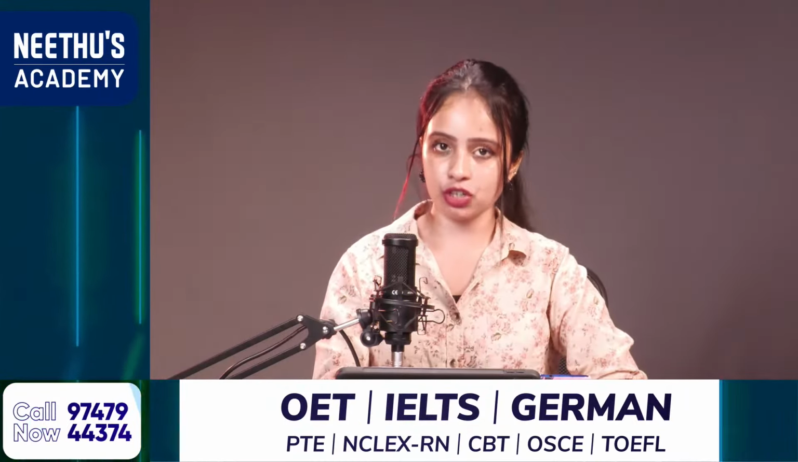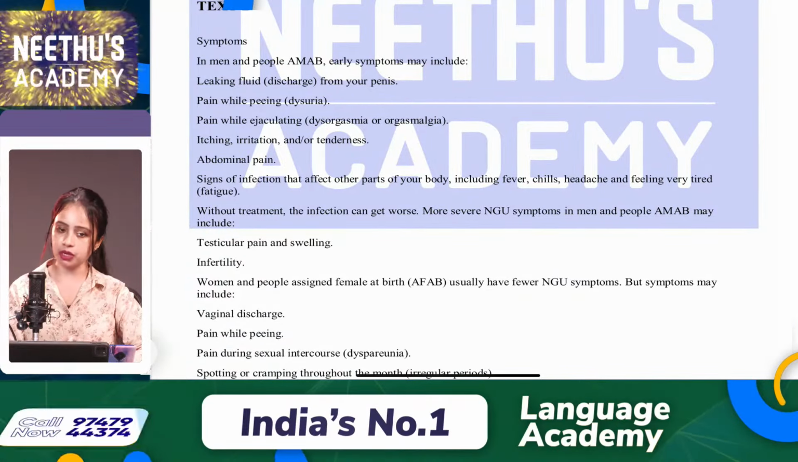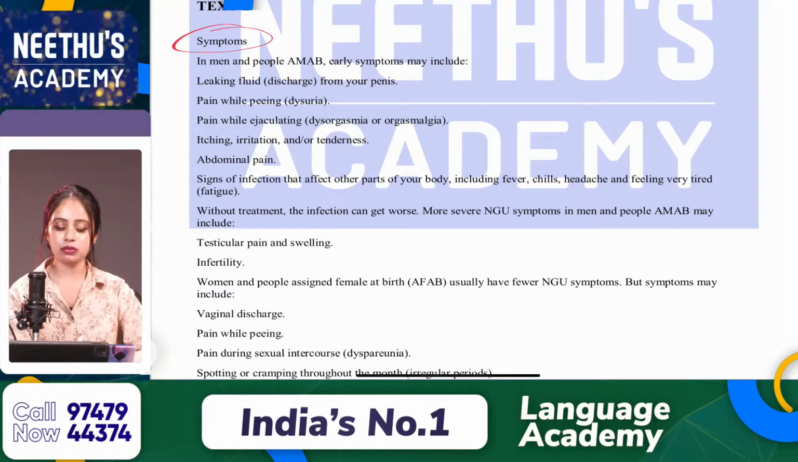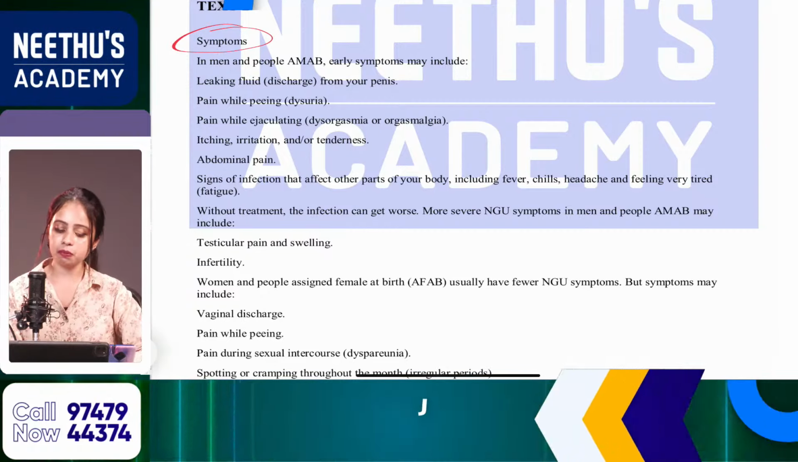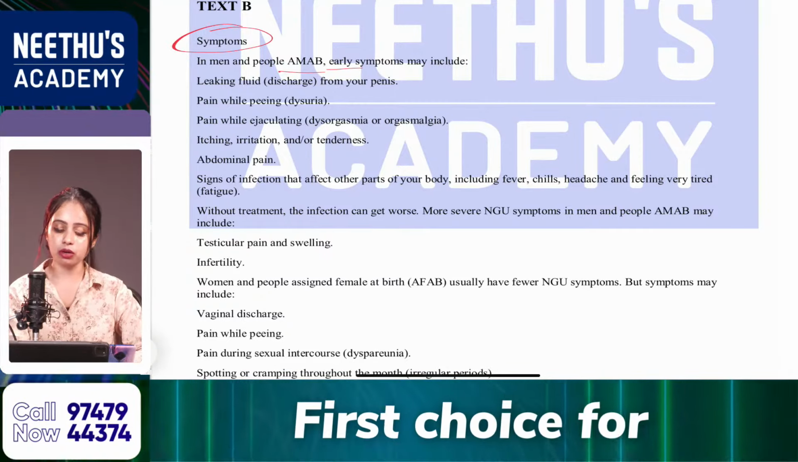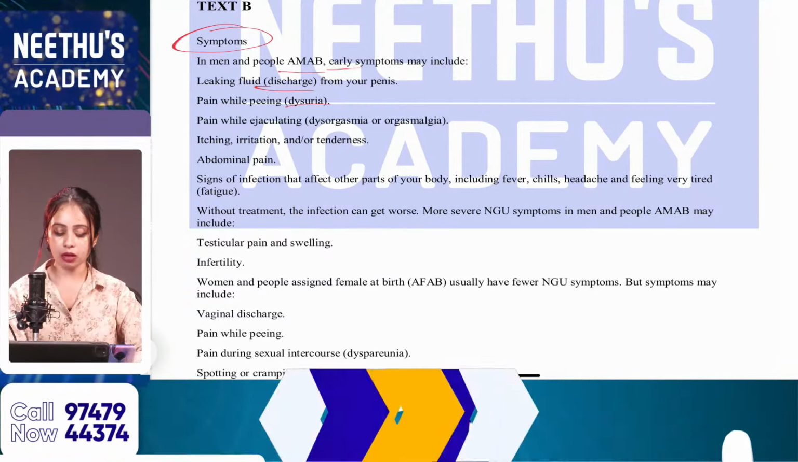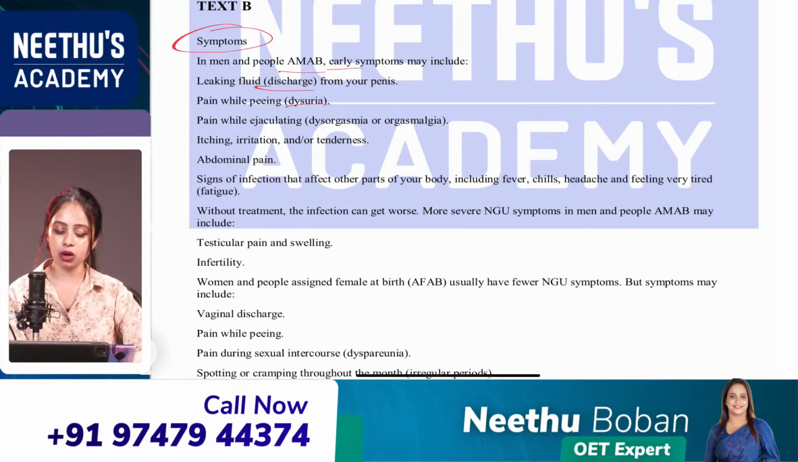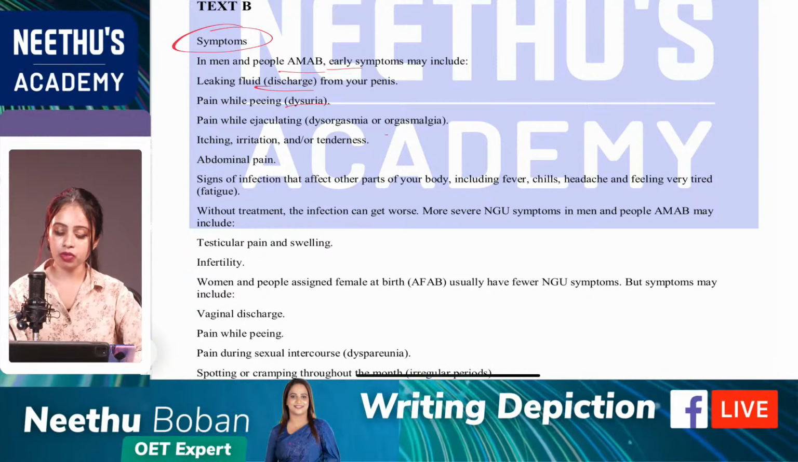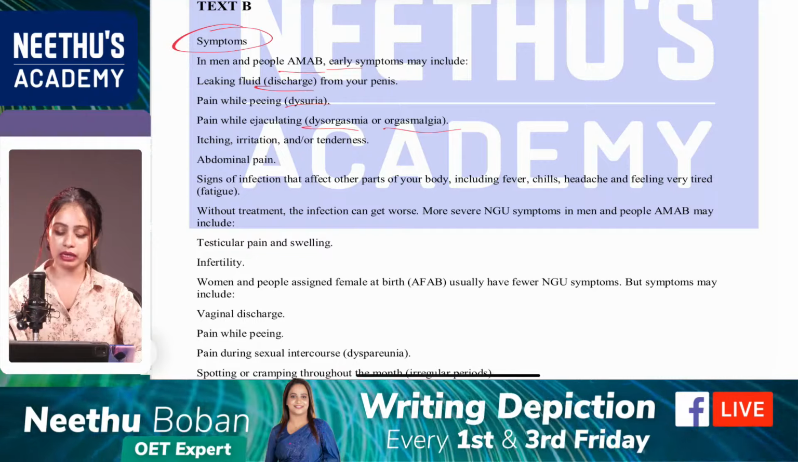Yeah, so coming back to text B. Yes, so what are the keywords from text B? I'm just marking the heading, symptoms. In men and people AMAB, early symptoms include, so I'm marking the word early, which indicates time, okay? Leaking fluid or discharge from your penis, pain while peeing or dysuria, pain while ejaculating, dysorgasmia or orgasmalgia, okay? So these are different quite names, yeah.